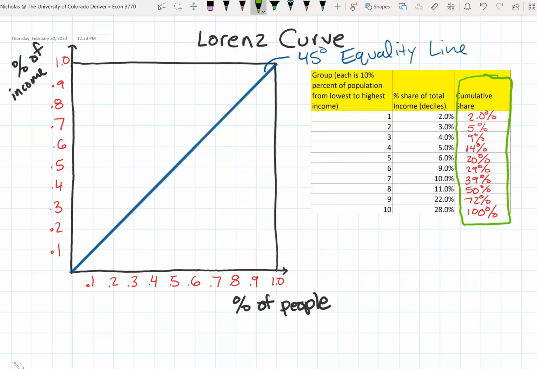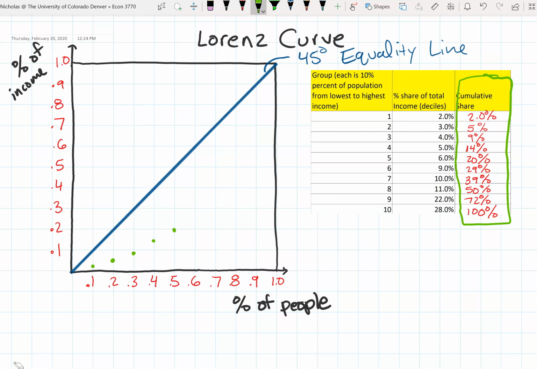So the first group of 10% of the people makes only 2% of the incomes. That's around 2%. And then the next group makes 3% more, so we add 3% to that, which gives us our 5%. And then when we add in the third group, we get up to 9% because they made 4% more. And then we add the next group, now we're up to 14%. Okay, so a little less than half of that. And the fifth group, we're up to 20%, and so on.